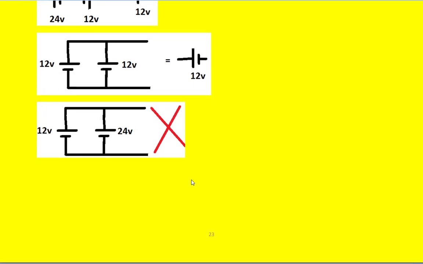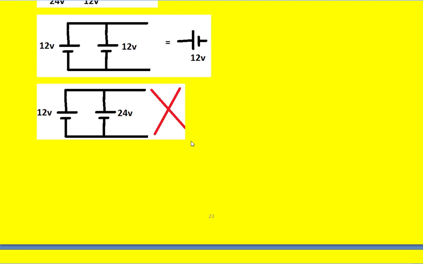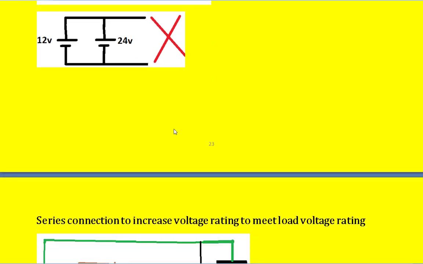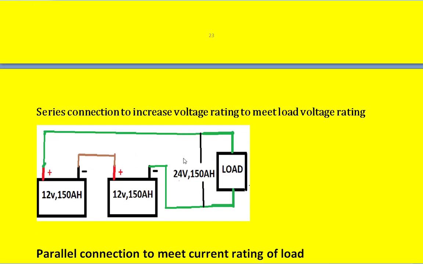So this is all about connecting the batteries with symbols. When we go to the real batteries connection, they will look like this. This is one battery, 12 volts with 150 ampere hours rating. Similarly, there is another battery, 12 volts 150 ampere hours, like this.